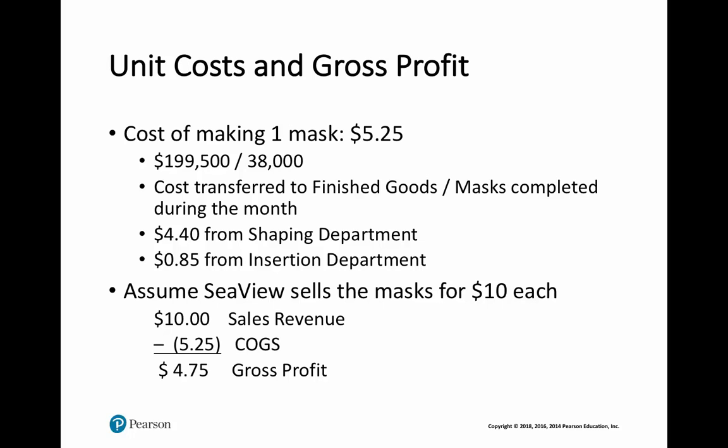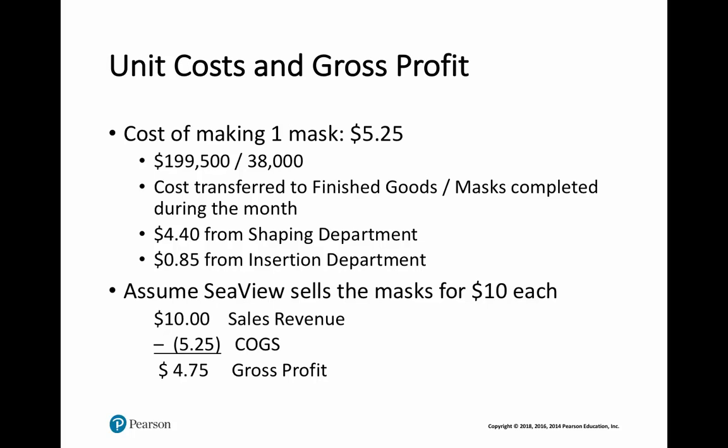So basically, we go through and we take the cost of making one mask. We have that total cost divided by the total number of completed units of our last department. We have that the shaping department, it was $4.40. Insertion department, it was 85 cents. So we can see again, usually we're at $5. Where are we off? So we can go back and zero in on the two departments and then do some further analysis. And then we can go through and we can calculate our gross profit.